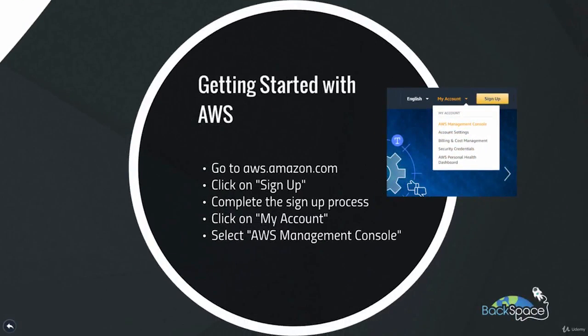Okay, let's get started with AWS. First off, go to aws.amazon.com. Click on the orange sign up button in the top right-hand corner and complete that sign up process. You'll need to have a credit card to sign up, but don't be too concerned, as there is a free tier available for a 12-month period, and most of the course will be operating under that free tier.